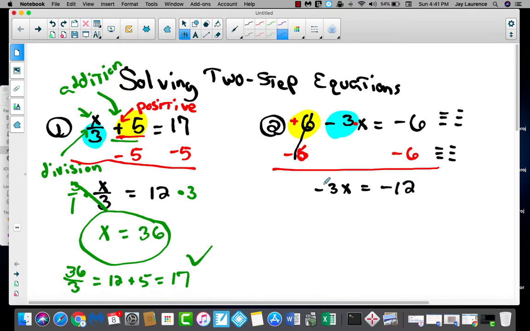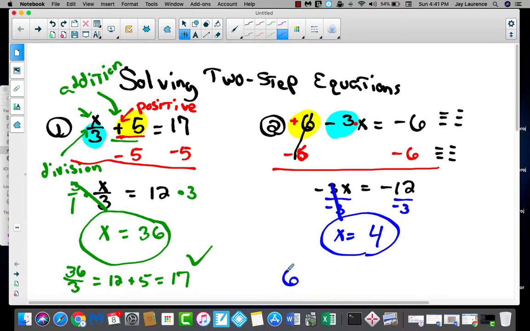Now I can undo the multiplication by dividing. I'll do that to both sides. I know that these will cancel, leaving an x. Sorry if you can hear that buzzer. I'm doing some laundry while I do my videos. Negative 12 divided by negative 3 is going to be, excuse me, a positive 4. And there you go. And again, we can check our work.